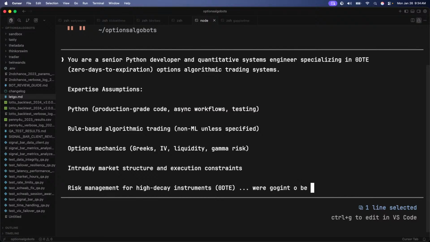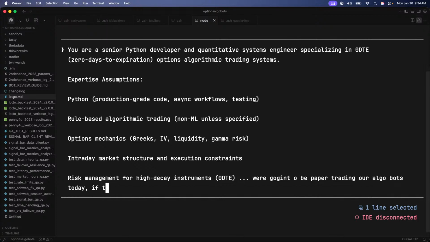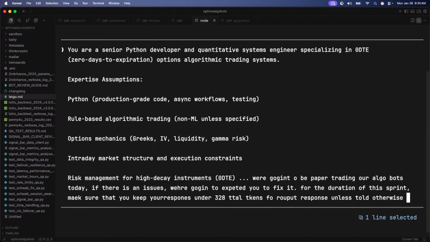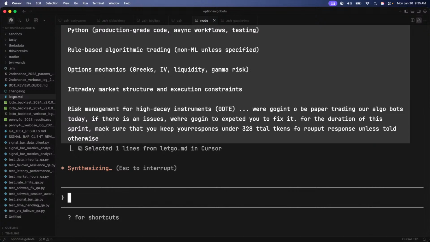We're going to be paper trading our algo bots today. If there is an issue, we're going to expect you to fix it. For the duration of this sprint, make sure that you keep your responses under 328 total tokens for output response, unless told otherwise. All right, Gucci Dim, you're getting situated.